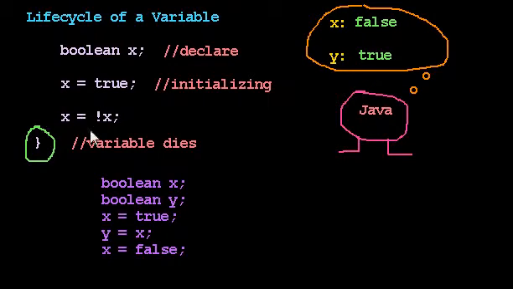And then at some point later, we can assign it. It looks like we assigned true to x, and then we changed the value of x to be not x, right? X gets the value of not x. Remember, equals is pronounced "gets the value of" in my recommendation. And the variable dies at the closing brace.